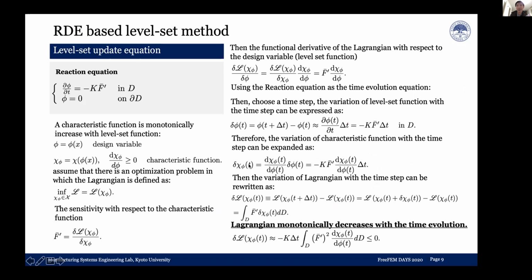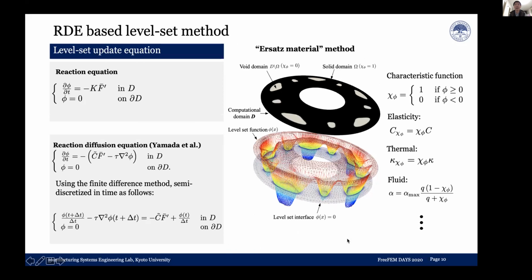Okay. And with this assumption, we can mathematically prove that the variation of the Lagrangian, or say the sensitivity with respect to the characteristic function chi, decreases with the time evolution. But the optimization problem described by the reaction equation is an ill-posed problem, so it should be regularized by a diffusive term here. And eventually, we use the reaction diffusion equation to update the level set function. And this method was firstly proposed by Professor Yamada.